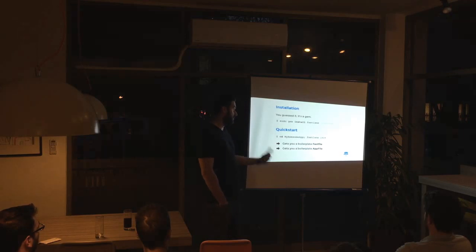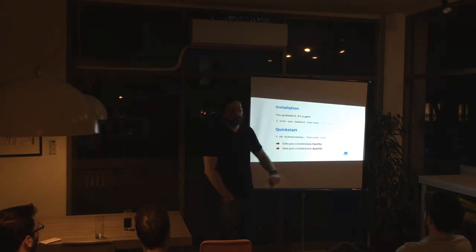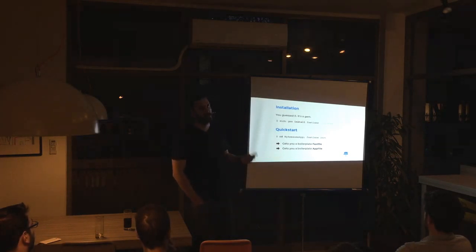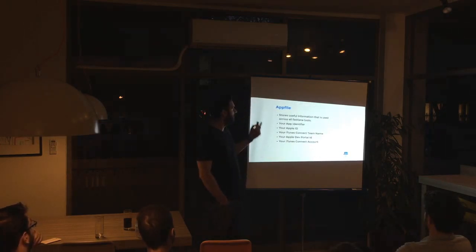And what this essentially gets you is a boilerplate Fastfile and a boilerplate Appfile. So after running this command, you'll find a new directory in your app's project named fastlane. And inside this directory, there will be 2 files, the Fastfile and the Appfile. And now we're going to see what that's about. So the Appfile.